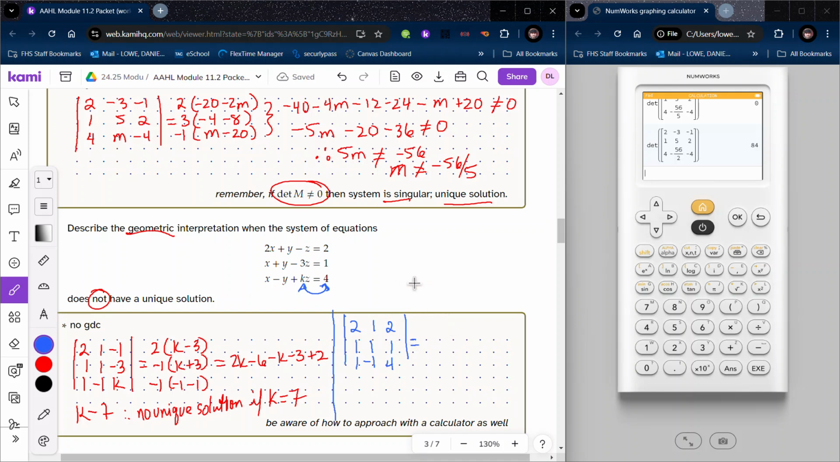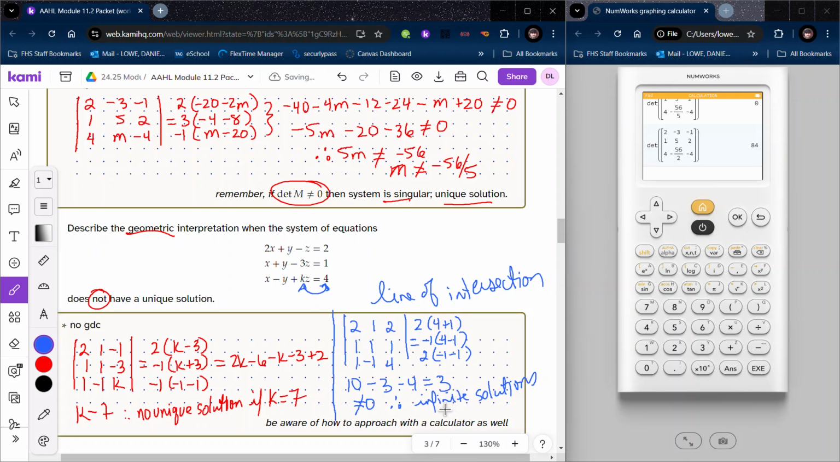If I find this determinant, that's going to give me 2 times 4 plus 1, negative 1 times 4 minus 1, as well as 2 times negative 1 minus 1. So that's 2 times 5 is 10. Negative 1 times 3 is minus 3. And 2 times negative 2 is minus 4, so that's equal to 3. All right, so because it's not 0, therefore we have infinite solutions. Right, we have a line of intersection.